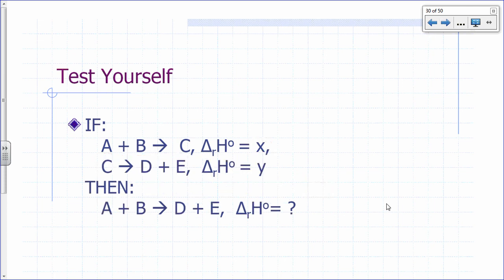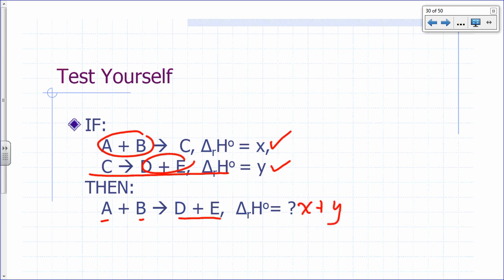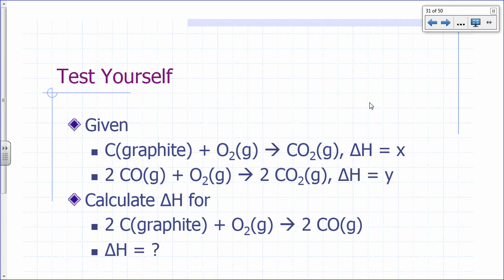Here's one. We have A plus B gives me C, and then C becomes D plus E. The delta H for the first step is X, and the delta H for the second step is Y. If I were to combine these two, I have A plus B ending up as D plus E. So in fact, I'm adding these two equations. What's my delta H for this one? X plus Y. So it's pretty straightforward. You can just use those types of manipulations to get the delta H for an unknown reaction.